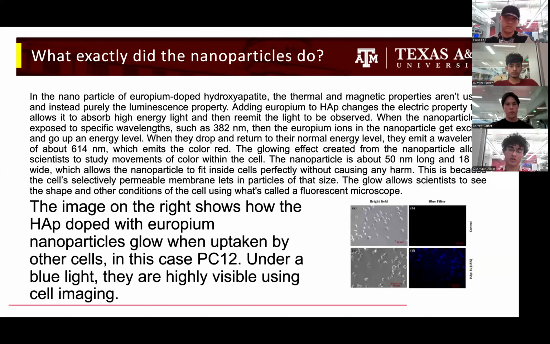However, whenever there is HAP injected, you can see it shown, which shows how cell imaging can be used by scientists when HAP nanoparticles are used.